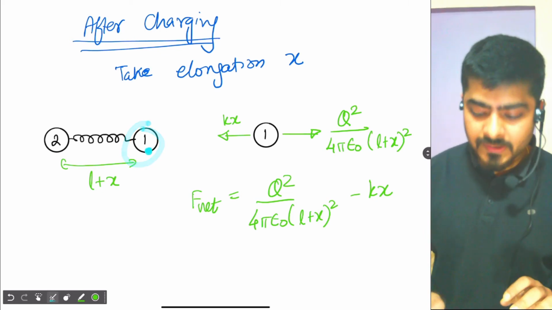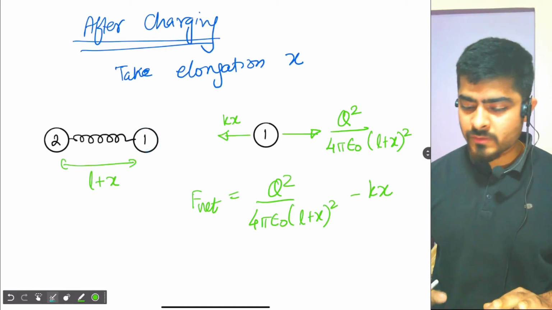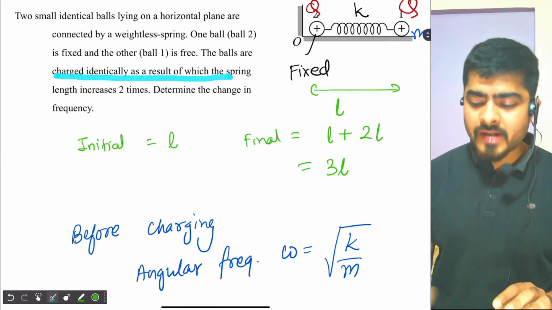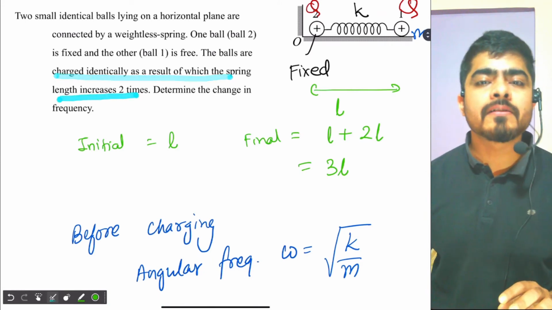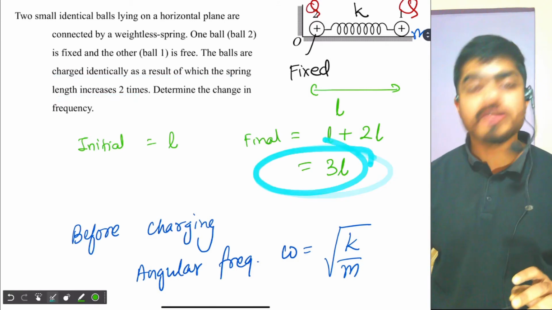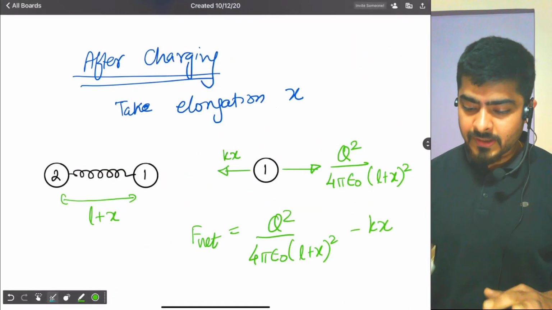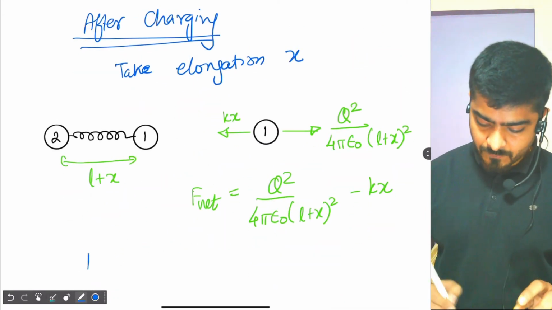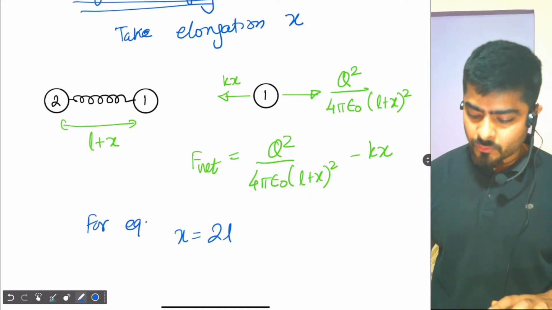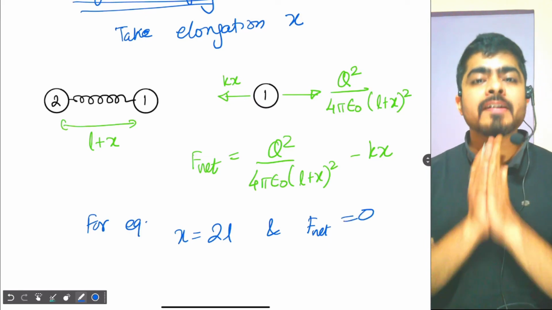Now from this position, first of all, let's do something else. The question says that after charging, the spring achieves a length which is increased by 2L. So the spring achieves the length 3L. And in this position, the ball 1 will be in equilibrium. So let's solve for the equilibrium first. So for equilibrium, x equal to 2L and net force is 0.